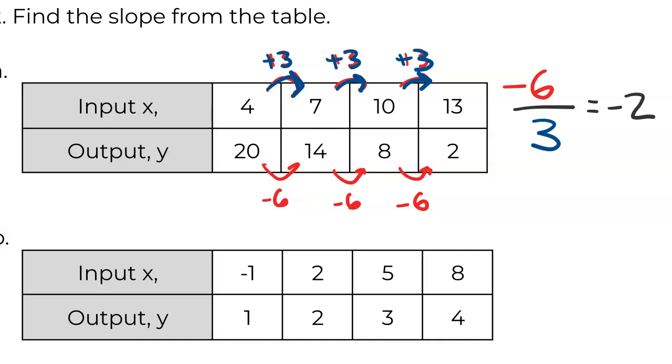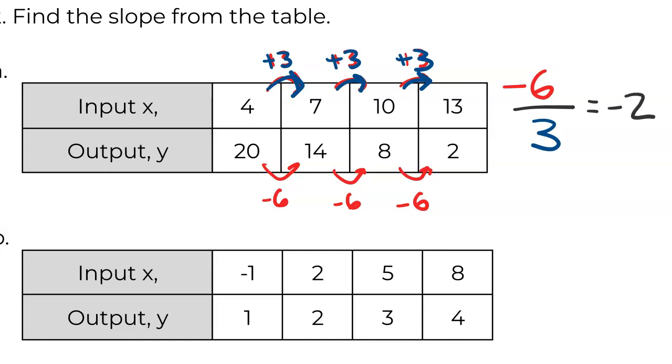If we were to graph this, we get a graph that's going down from 60 to 14. So what this is saying is, for every 3 units you count to the right, your y is going down 6.